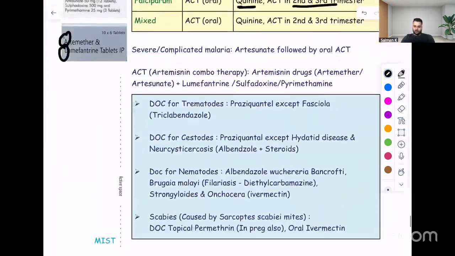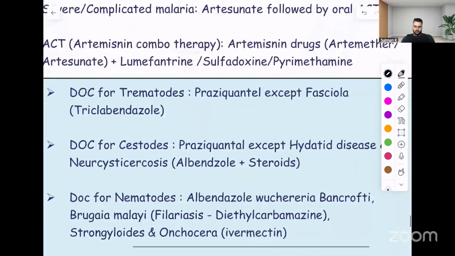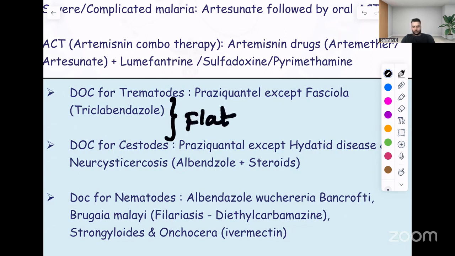Next, now that we learned this, please remember that there are two worms, trematodes and cestodes. These are basically the flatworms. So you must remember for the flatworms, the drug to be given is praziquantel. So this is what you need to know here.